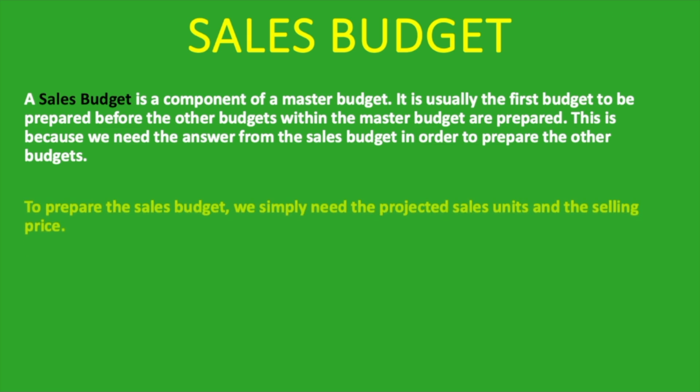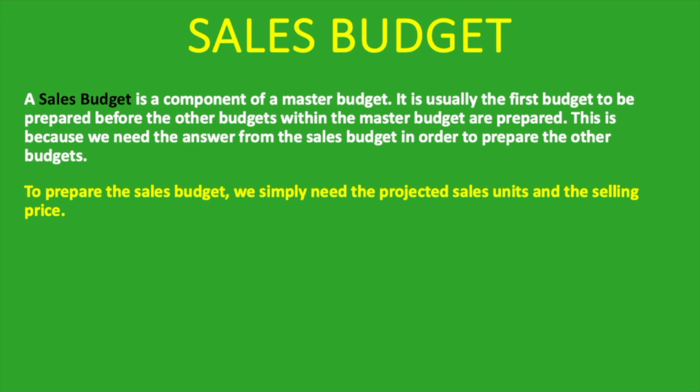Well, to prepare it, we simply need the projected sales units and the selling price. So you will be given, of course, how many units you anticipate to sell, and what is the selling price at which you will sell those units. That's all you need, and you can calculate your sales budget. So let's have a look at a very simple example in doing the sales budget.